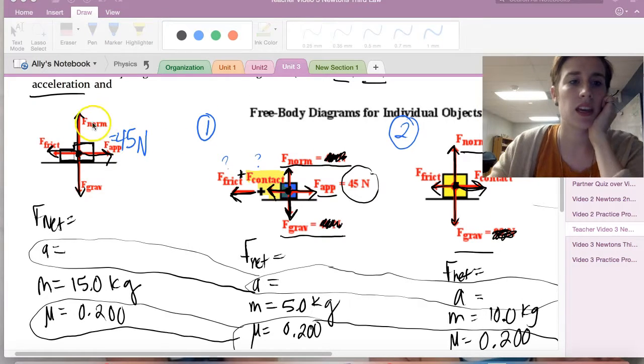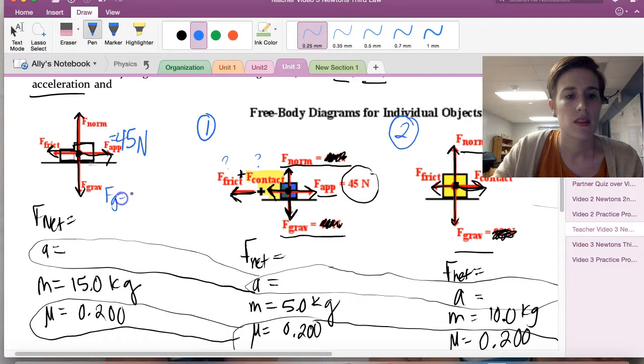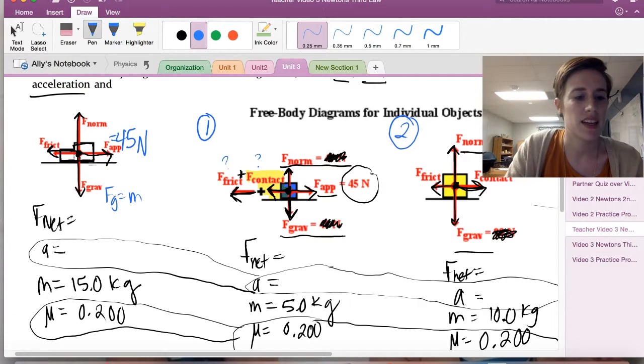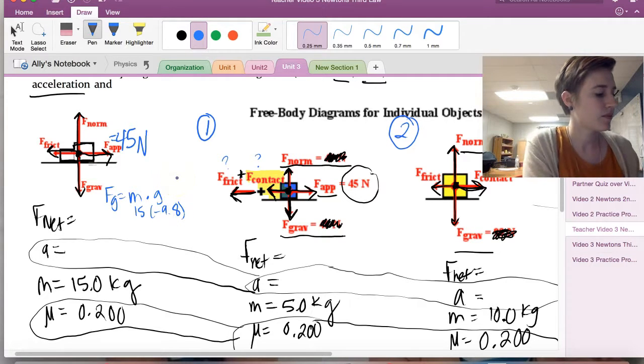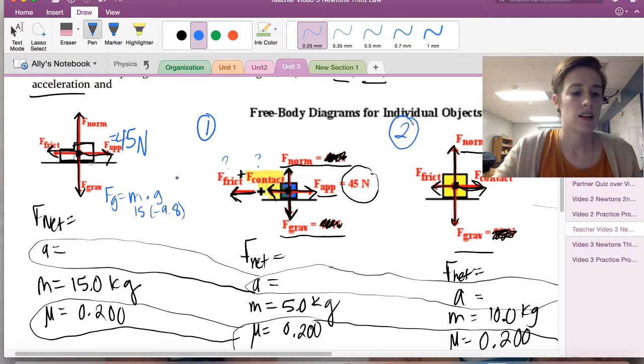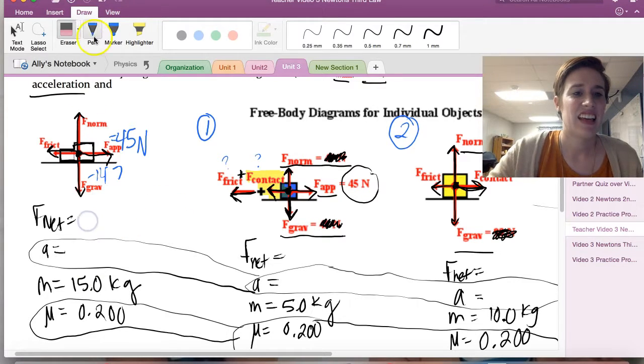So next, let's find the normal force and the gravity force of the combined. The gravity force, if you remember, is the formula mass times gravity. The mass here is 15. The gravity is negative 9.8. So I put that into my calculator, and I get negative 147. Negative 147 is my gravity. And then my normal force is the same number, it's just positive.